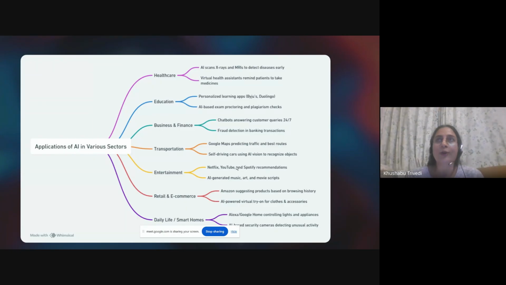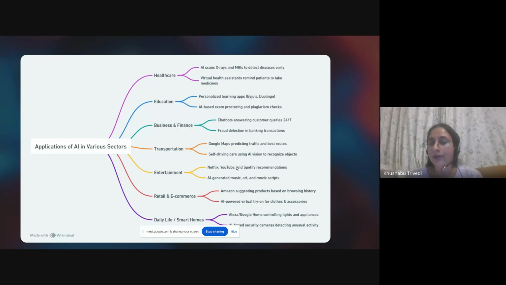If I'm fond of only action movies, it will show you only action movies according to your genre. In this sector we are also using AI-generated music, art and scripts. Then in retail and e-commerce, Amazon suggests products based on browsing history, right? Suppose you are shopping online and you scroll past a product you like. After one or two weeks, it shows you a recommendation that you can buy it, now the price has dropped. This is all because of AI techniques, right?